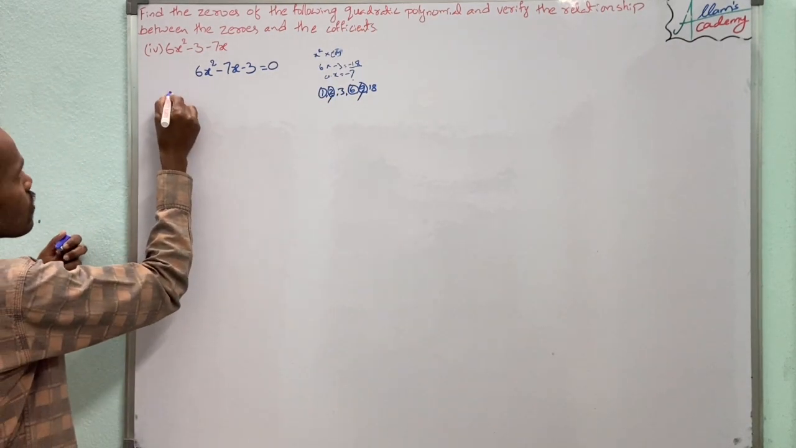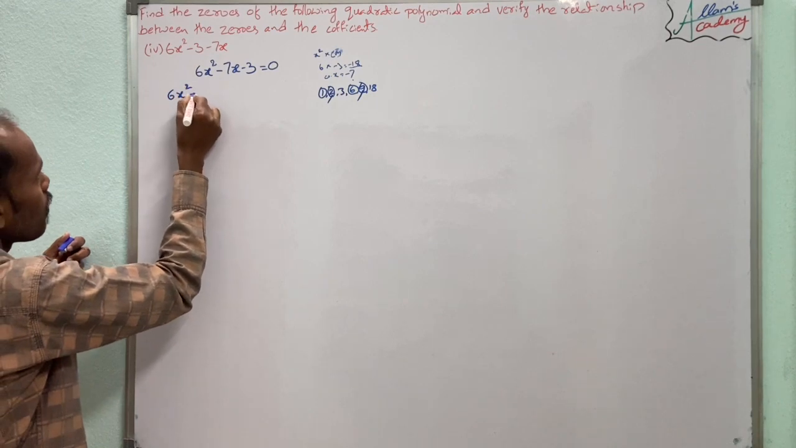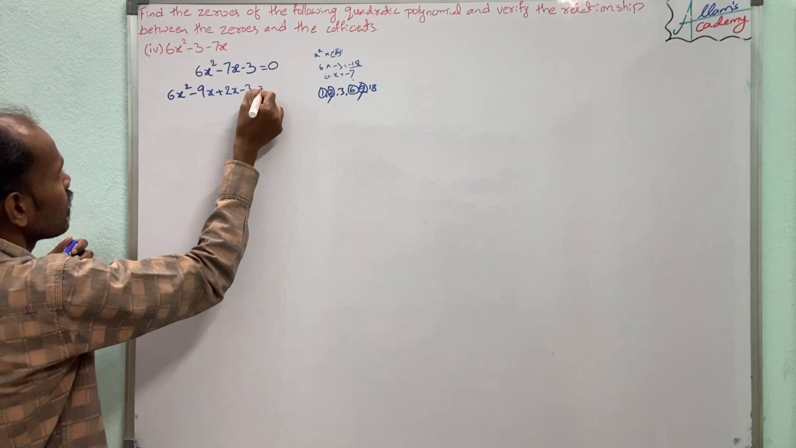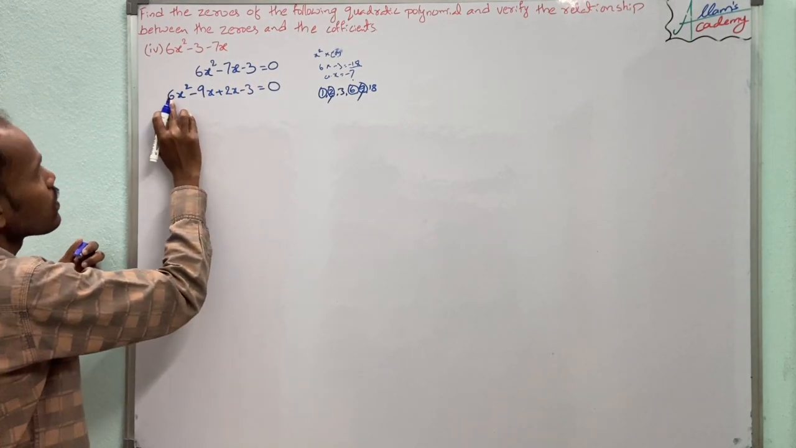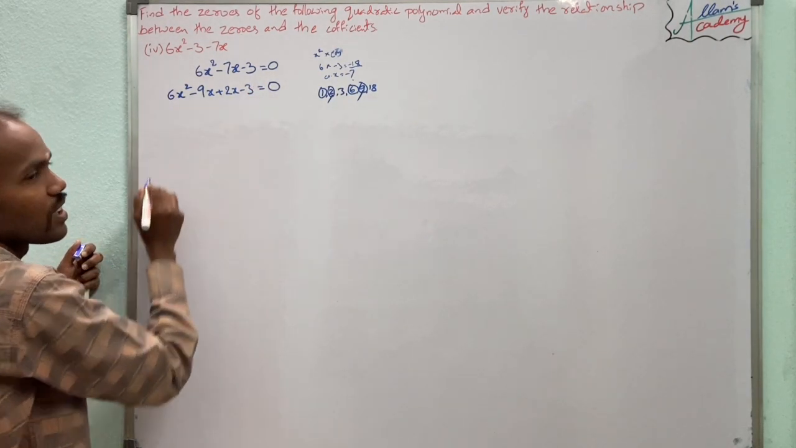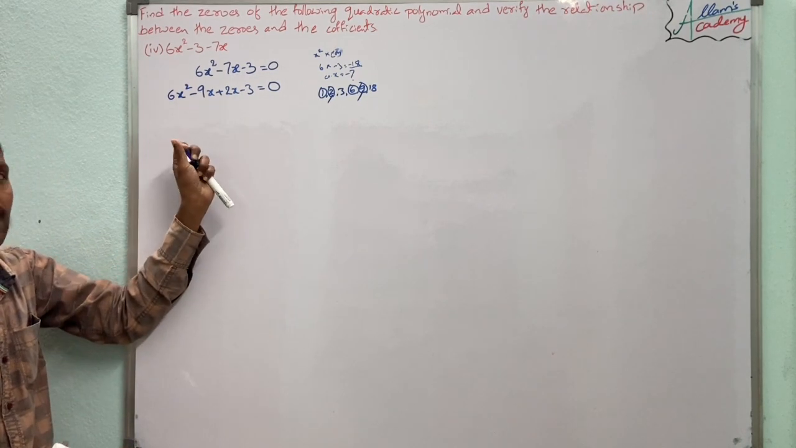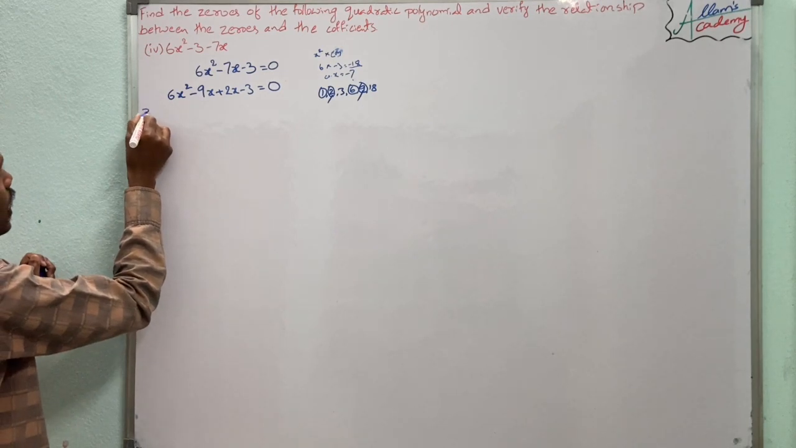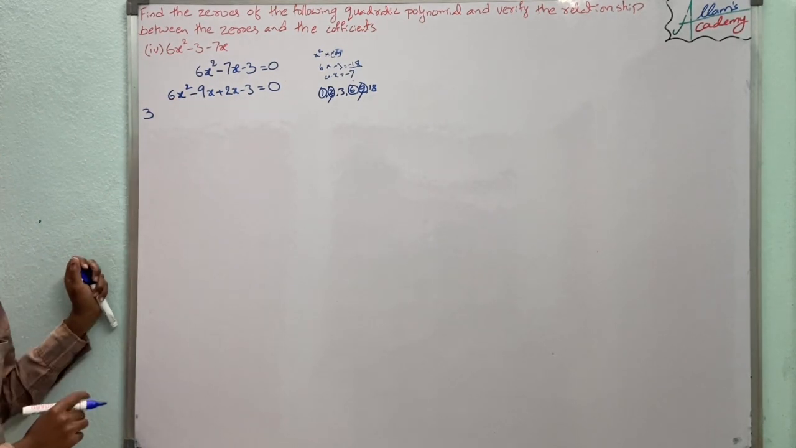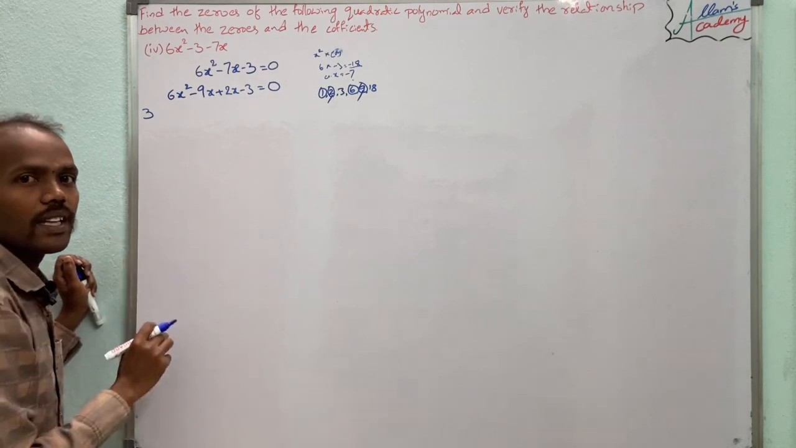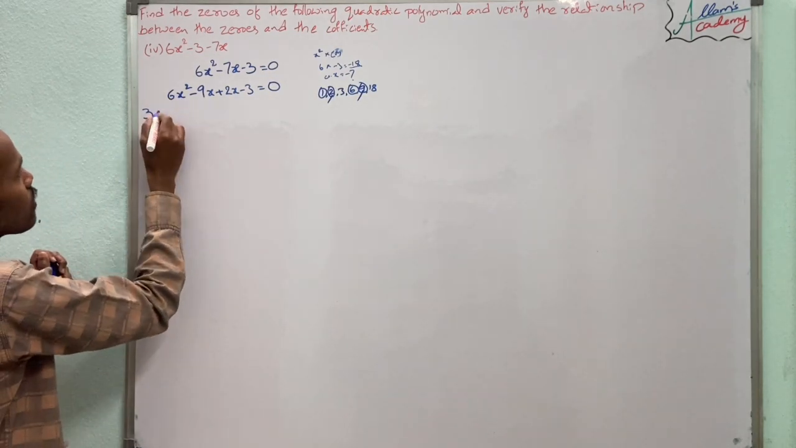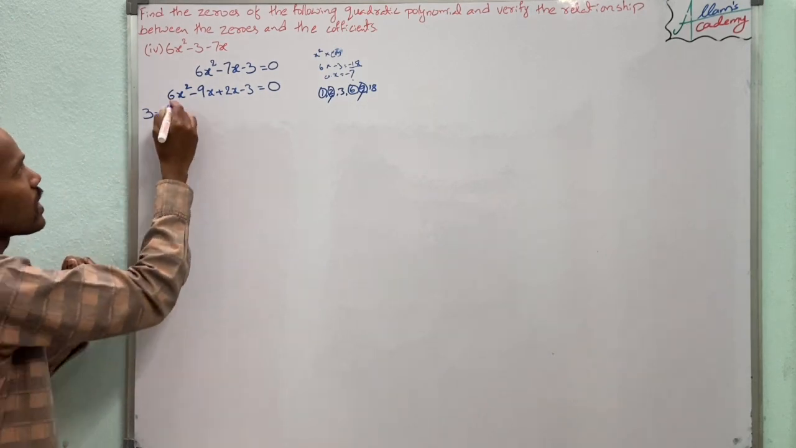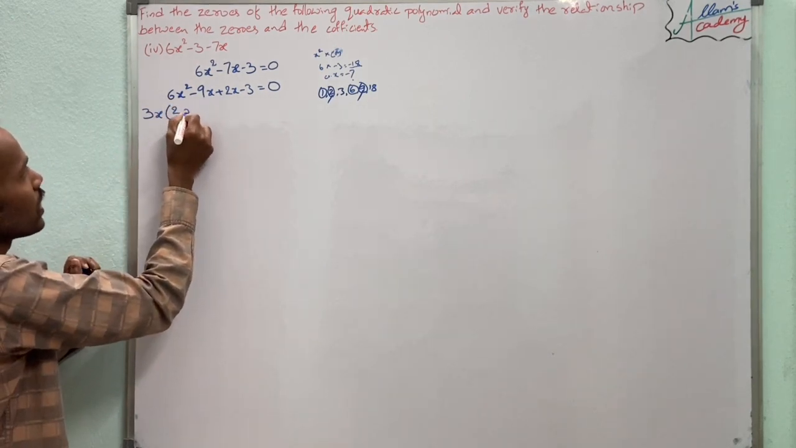So 6x square minus 9x plus 2x minus 3 equal to 0. Now 6x can be written as 3 into 2x, and 9x can be written as 3 into 3x. In both terms 3 is common, and x is also common, because x square can be written as x into x. So the common factor is 3x. Taking 3x common, 2x remains in the first term and 1 in the second term.